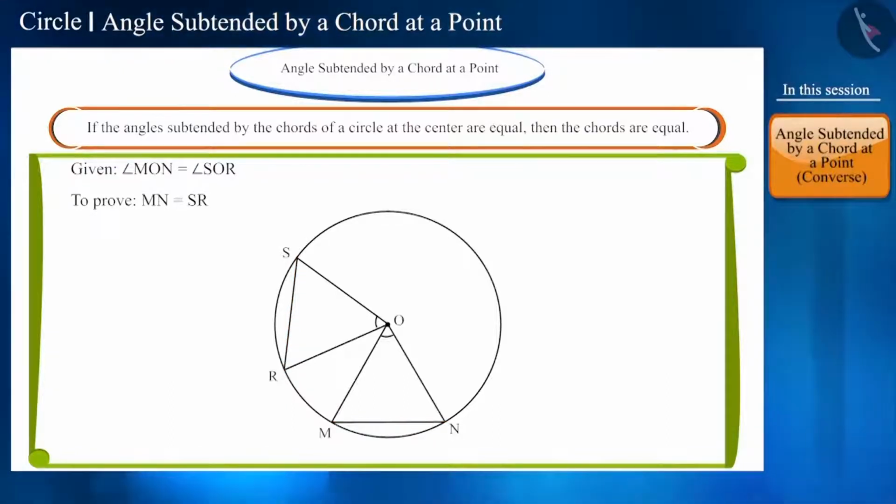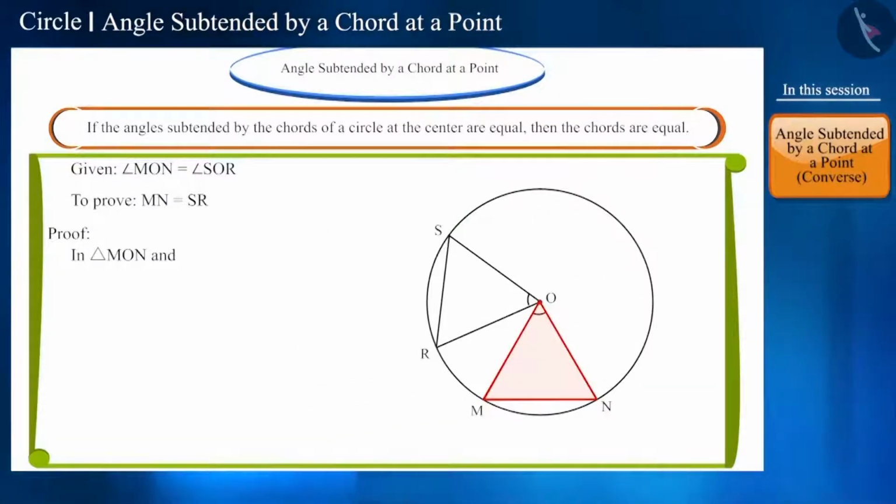Yes, if we prove these two triangles to be congruent, then both these sides will be equal, because the corresponding parts of congruent triangles are equal. That is why their corresponding sides will also be equal. Why don't you pause the video and try to prove it?